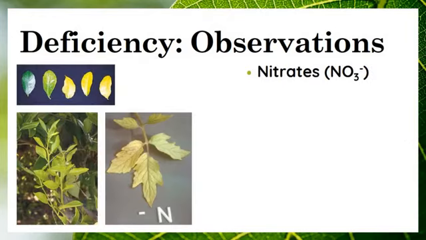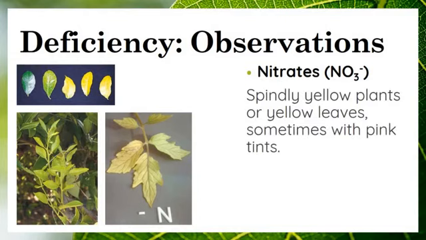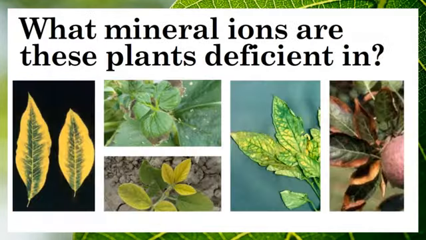Next up, we've got nitrate deficiency. And nitrate again is a very obvious one to spot visually because those leaves go very, very yellow in colour. So we have plants that have spindly yellow all the way through, or just yellow leaves, sometimes with pink tints. Using this knowledge, what I would like you to do is look at all of these different pictures we've got showing different plants with deficiencies, and I'd like you to identify which nutrient they are deficient in.